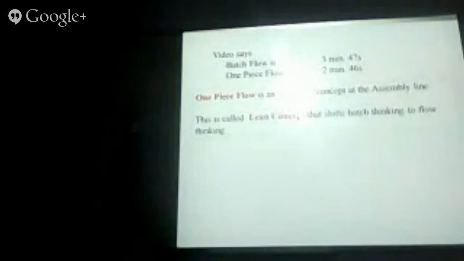Okay. The video says batch flow is 3 minutes 47 seconds. One piece flow is 2 minutes 46 seconds. In this case, one piece flow is faster than the batch flow. Of course, I do not say one piece flow is faster every time. It depends on the situation.